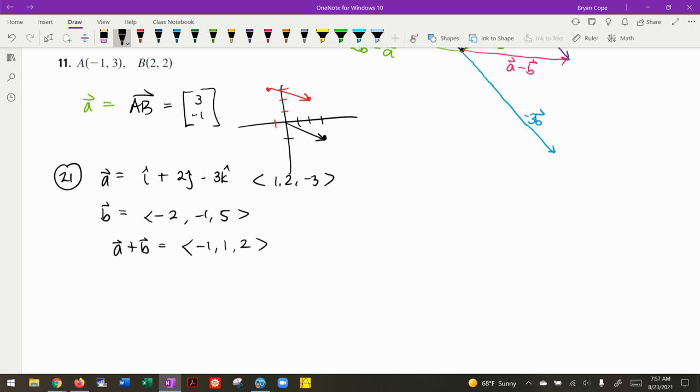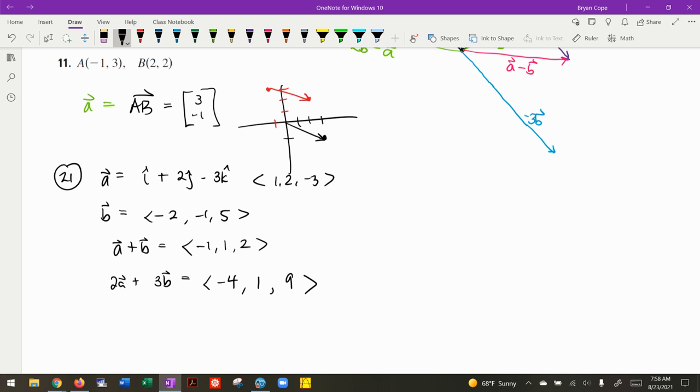Next asks us to do 2A plus 3B. So that's just a linear combination. 2 of A would be 2, 3 of B would be -6, so that gives us first component of -4. 2 of A is 4, and 3, so 4 plus -3 gives us 1. And then we go with 2, so -6 plus 15, that gives us 9. So we've got -4, 1, 9.